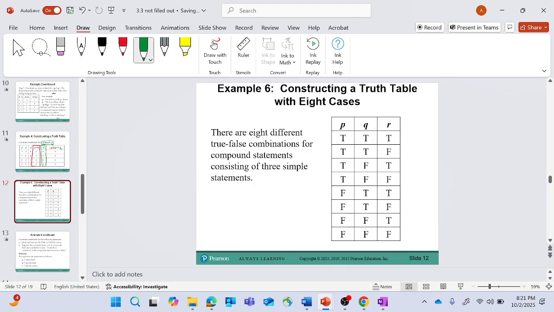So now, constructing a truth table with 8 cases. This happens when you have 3 different statements, a P, a Q, and an R. If that happens, you're going to have 8 different combinations. Every time you add another variable, your total cases double. 2 variables is 4 cases, 3 is 8. If you have 4 variables, you'll have 16, 5 would be 32, etc. You don't get anything that crazy. I think 3 is going to be the maximum.